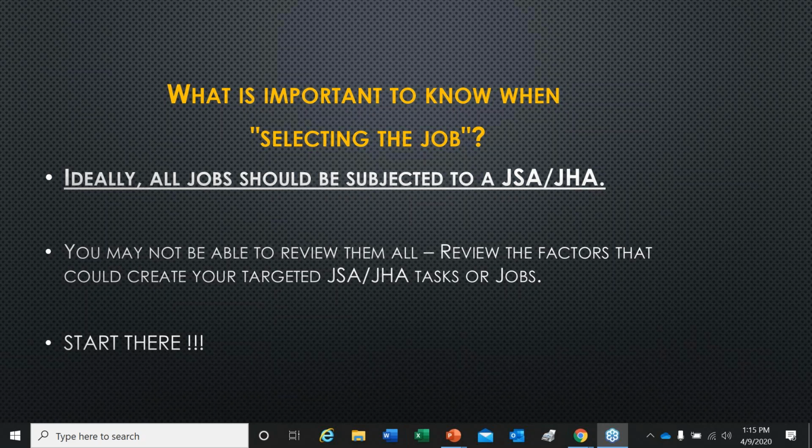But if you've got all your factors in place and you've done a lot of them, usually that's a good way to look at it, and you can put yourself in a good mode. What you're going to do, though, is review the factors that could create your targeted JSAs in the jobs. That's where you would start. And I can be a big help with that, because as you'll see in the next slides, we'll show you how to get that list started.